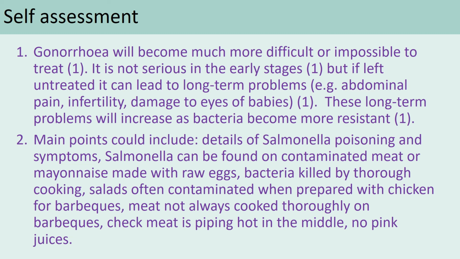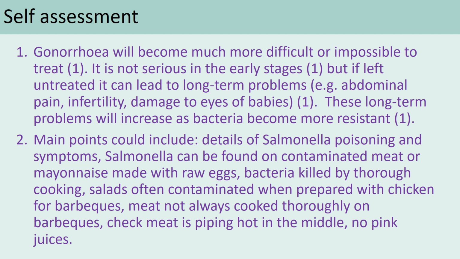So in the second one, you had to do advising how to not get food poisoning. So you might have included some information about food poisoning symptoms. So you could have talked about vomiting, diarrhea, things like that. That'd be worth a point. If you have talked about how it can be gotten from contaminated meat or eggs and things like that, that can be worth a point. If you said that the bacteria is killed by cooking it, that would be a point.